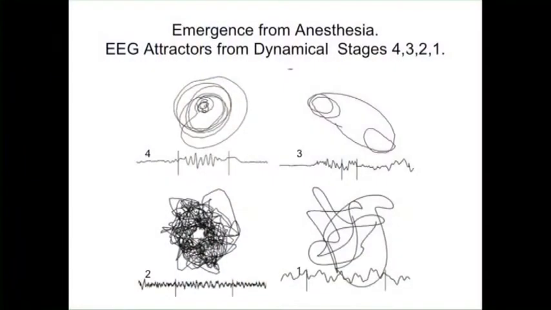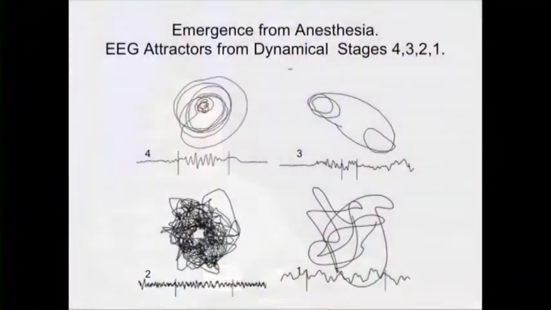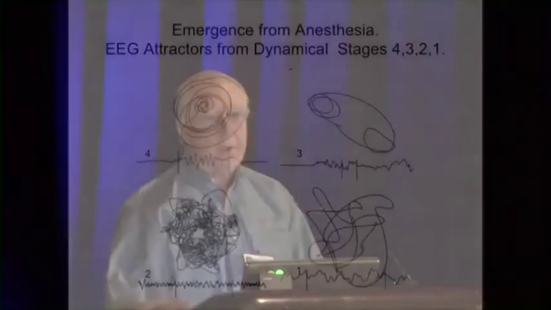Stage 3 is a periodic attractor. This is the normal stage of surgical anesthesia, which we aim for during surgery. Right before the patient wakes up, the attractor turns into this toroidal shape, and this is associated with delirium, what used to be called the stage of delirium, but is right before you wake up. And then return of consciousness is this strange-looking thing at the bottom.